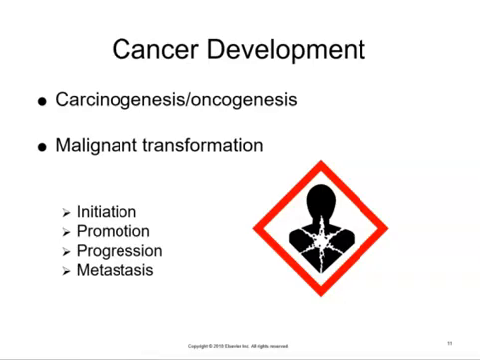Carcinogenesis or oncogenesis refers to cancer development or the production of cancer cells. Malignant transformation refers to the process in which regular cells are changed into cancer cells. This occurs through the loss of cellular regulation, so cells become damaged and divide rapidly in an unorderly fashion.